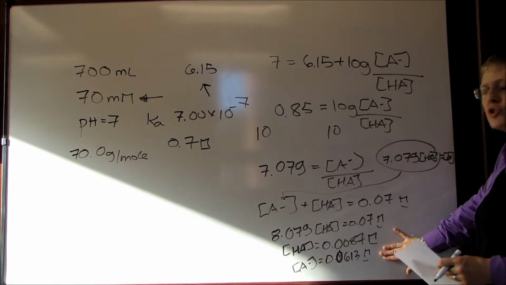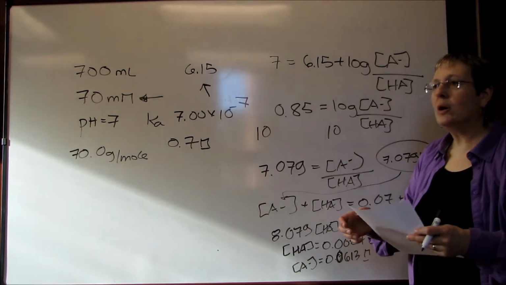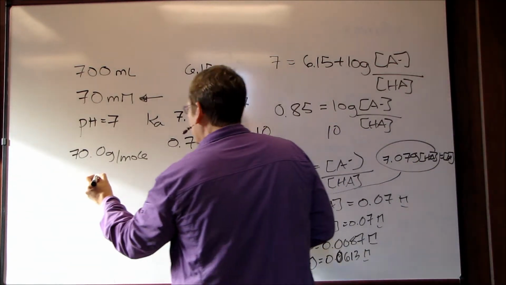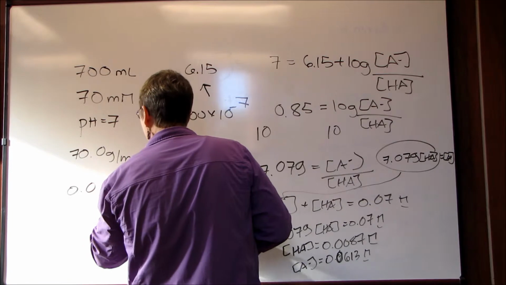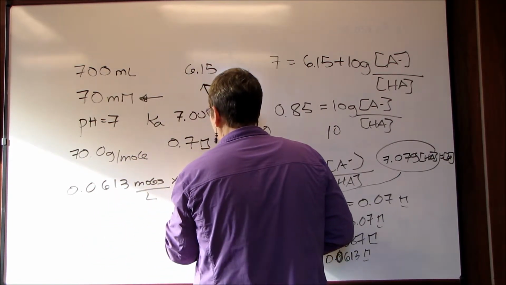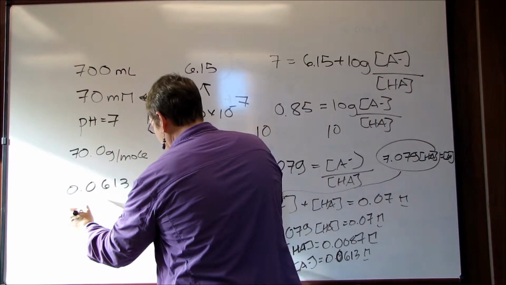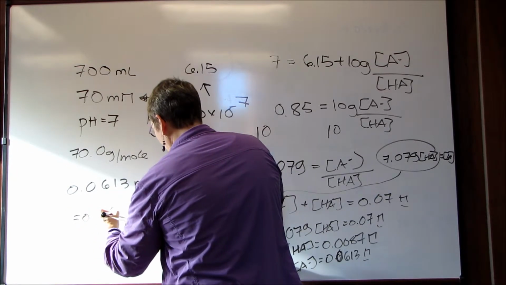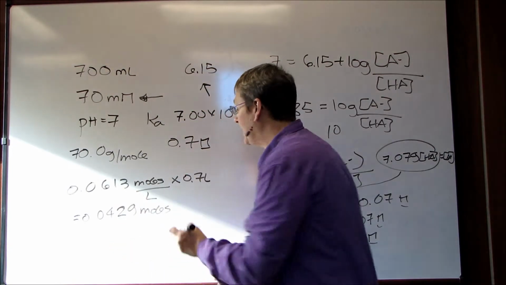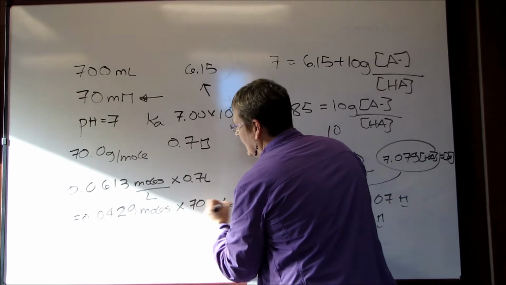Okay, those are our concentrations, but how much do we actually weigh out in the solution? Now for the conjugate base, A minus, we take 0.0613 moles per liter times our volume of 0.7 liters. That gives us a number of moles, which is 0.0429 moles. Now, how many grams would that be? We'll multiply by the molecular weight of 70 grams per mole.